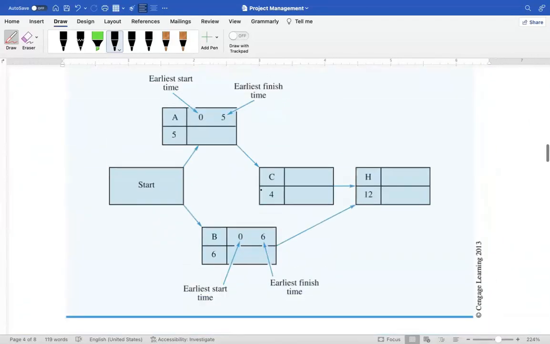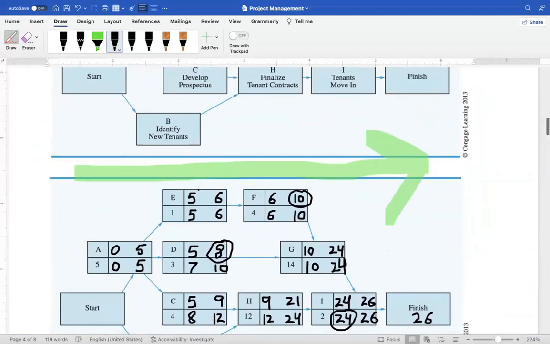This one is called the earliest start time, which means for activity E, the earliest time it can start is 5 and the earliest time it can finish is 6, and this is the latest start time. The latest it can start is 5, and the latest it can finish is 6.